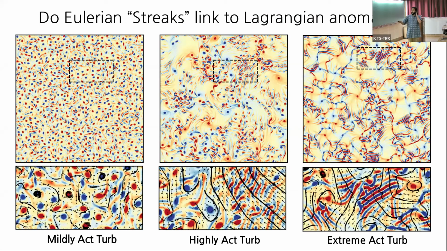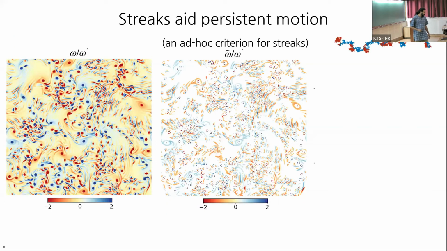So here's just a snapshot. If I zoom into these kind of regions, for mildly active turbulence, you just have spherical spots of vortices, whereas here you have streaks as well. And what's interesting is that the local streamlines seem to align in a persistent manner in the streak regions. So the obvious question is, do the streaks aid in persistent motion?